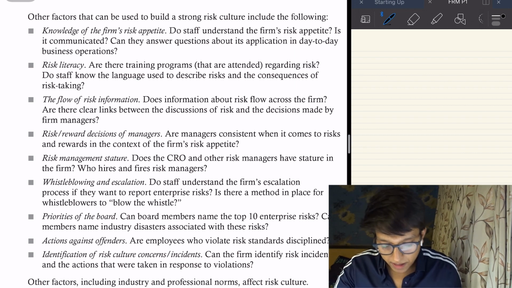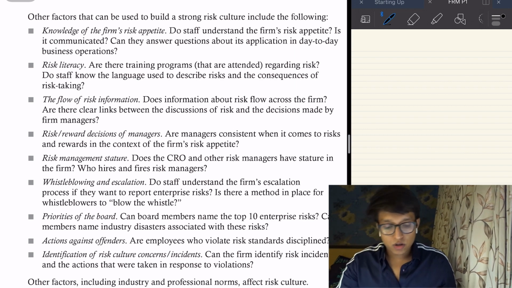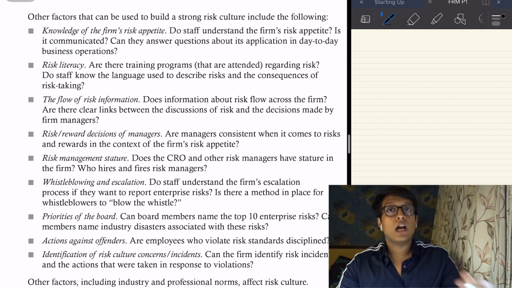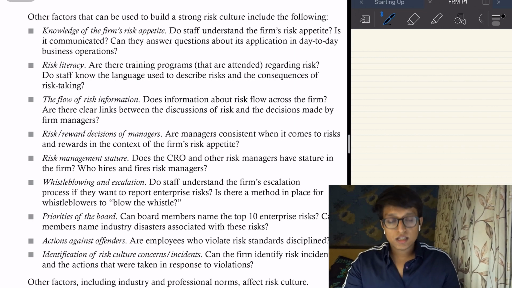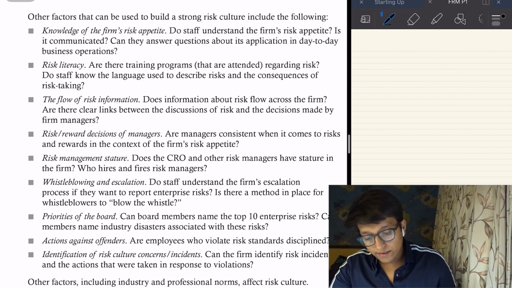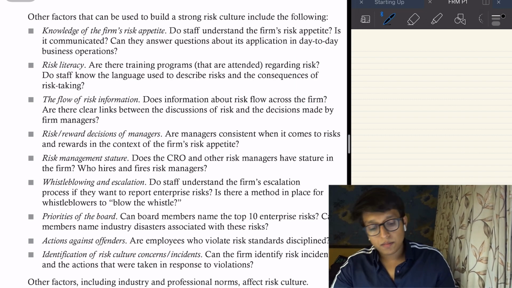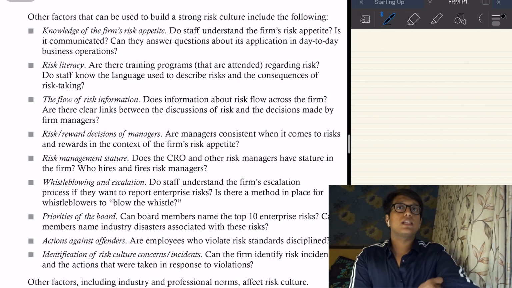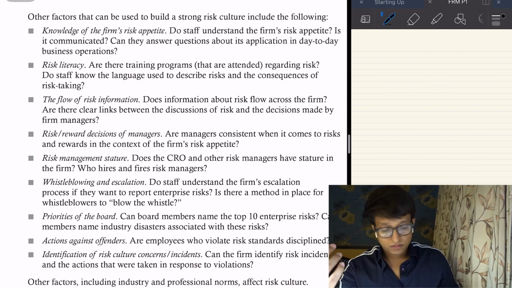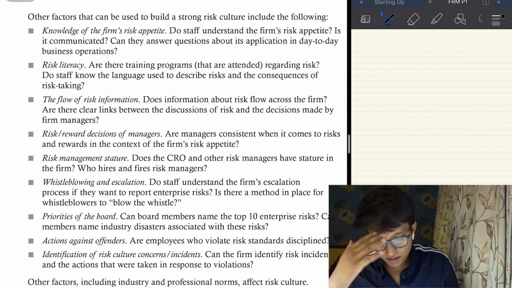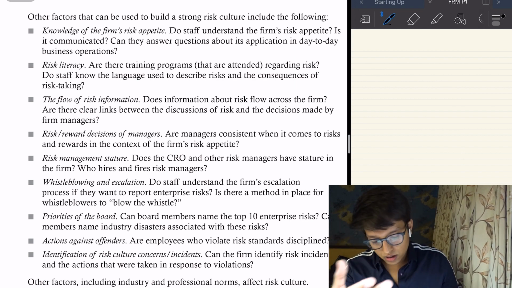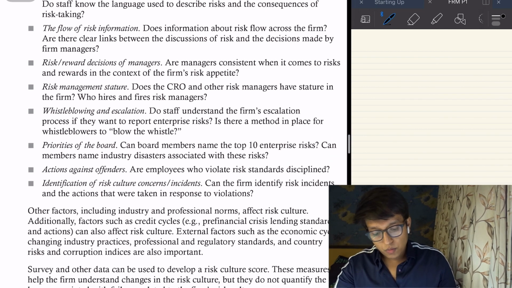Risk reward decisions of managers. Are managers consistent when it comes to risks and rewards in the context of the firm? Again, it talks about the compensation. Risk culture is good if they are not taking excessive risk to earn some returns. Then risk management stature. Do the CRO and other managers have a stature in the firm? If the managers don't respect the CRO, then they obviously don't respect the risk management process. Whistleblowing and escalation: there should be a system in place to escalate the issues. Priorities of the board.